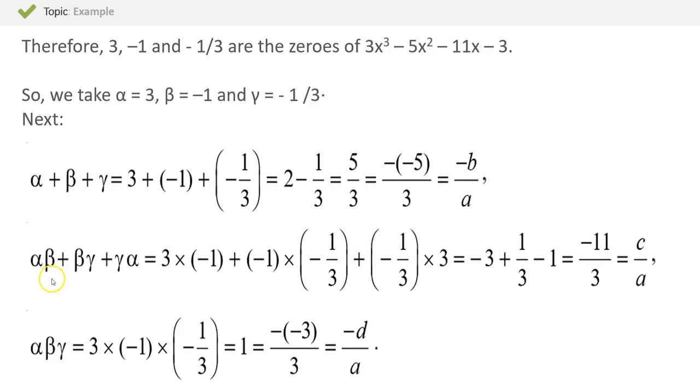Next, when you look into alpha into beta plus beta into gamma plus gamma into alpha, what you get is 3 multiplied to minus 1, plus minus 1 multiplied to minus 1 by 3, and minus 1 by 3 multiplied to 3. And when you simplify it, what you get is minus 11 by 3, which is nothing but c by a. And same is for alpha, beta, gamma. When you put the values which you have considered here, the value what you get is minus of minus 3 by 3, which is nothing but minus d by a.